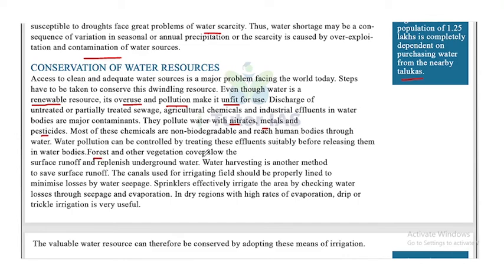Forest and other vegetation cover slow the surface runoff and replenish underground water. Water harvesting is another method to save surface runoff. The canals used for irrigating fields should be properly lined to minimize losses by water seepage. Sprinklers effectively irrigate the area by checking water losses through seepage and evaporation. In dry regions with high rates of evaporation, drip or trickle irrigation is very useful. So these are some methods to conserve the water resources.